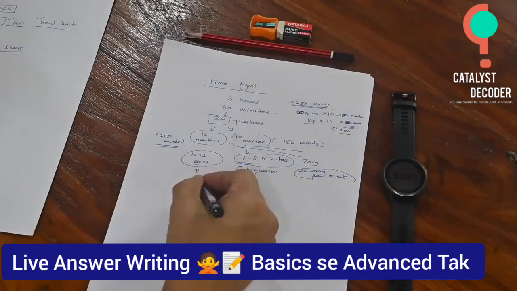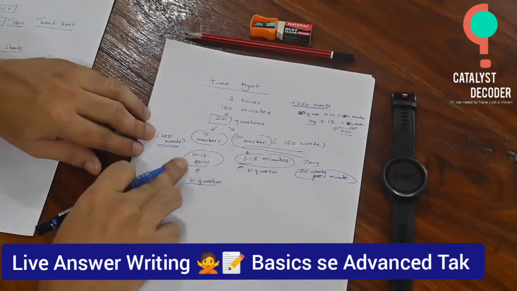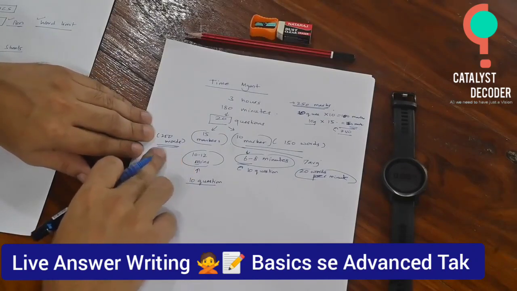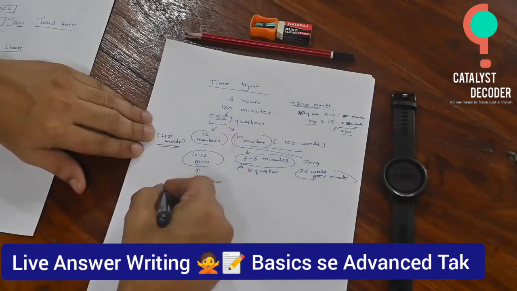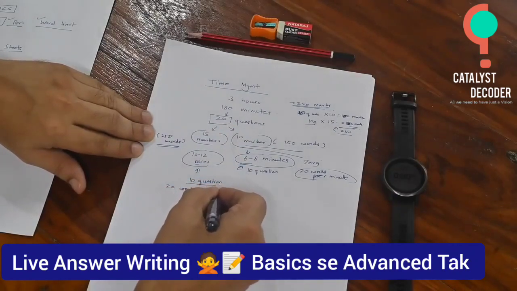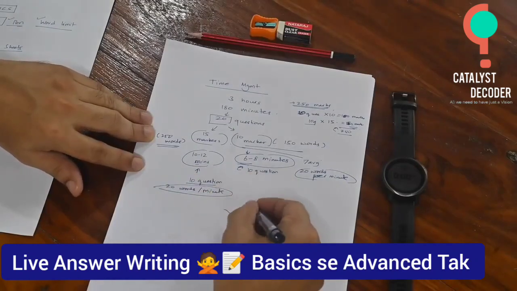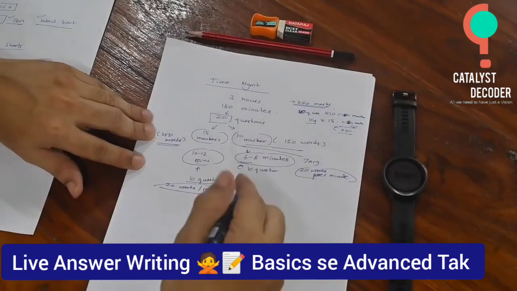Okay, and then you have 10 questions which are again 250 words. For this you get 10 to 12 minutes. Again same thing, right? Because if you take 12 minutes, then you have to write 20 words per minute here. Okay, so basically the whole time management can be done by thinking this. This is what you have to think.